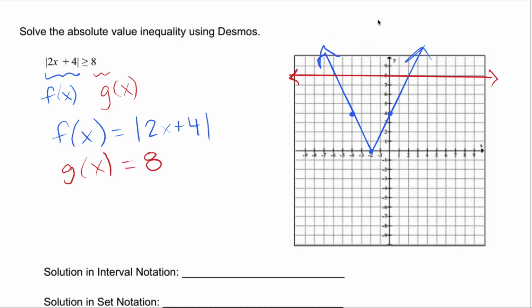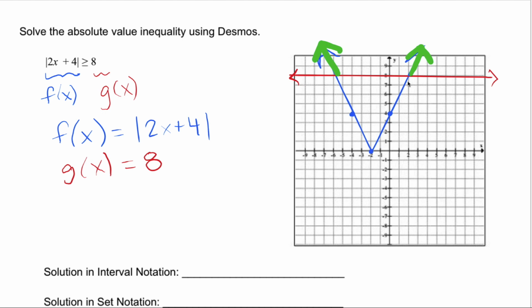Okay. So solving this, we need to go back up here. We want the blue function f of x to be greater than the red at 8. So where is it greater? Up above. This direction. This is where the function is greater than that red line.